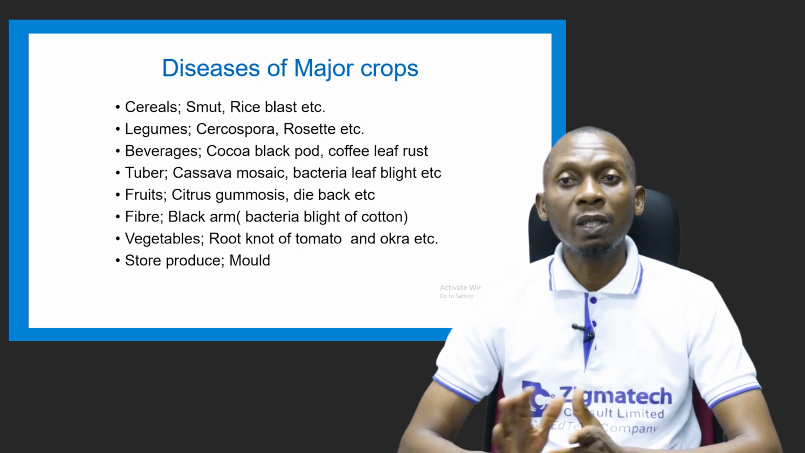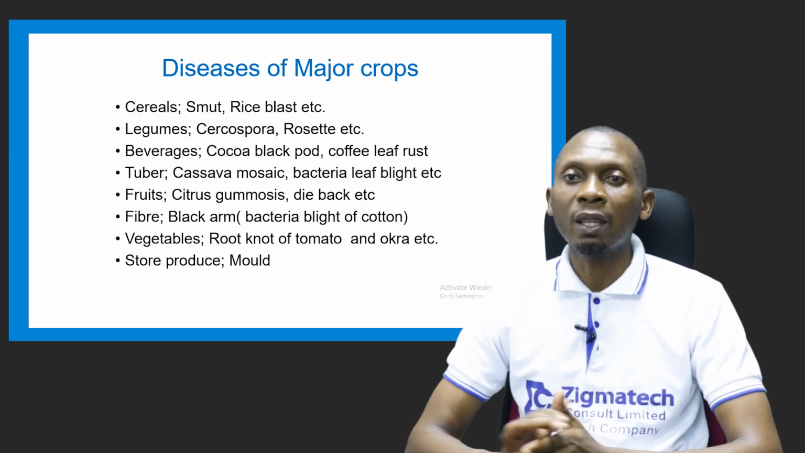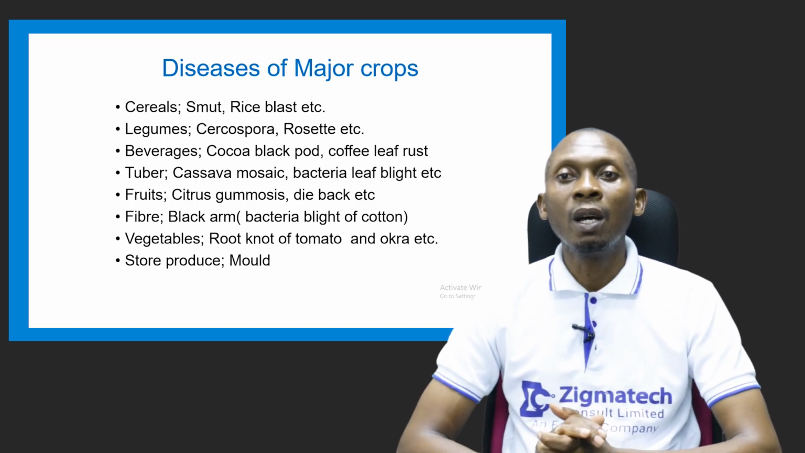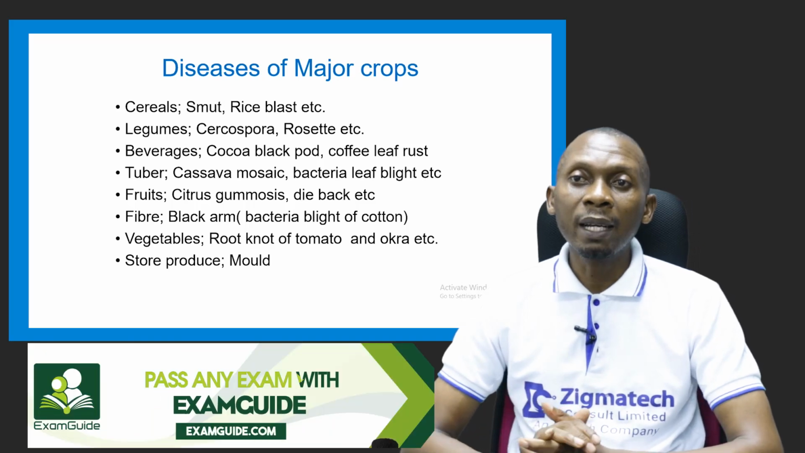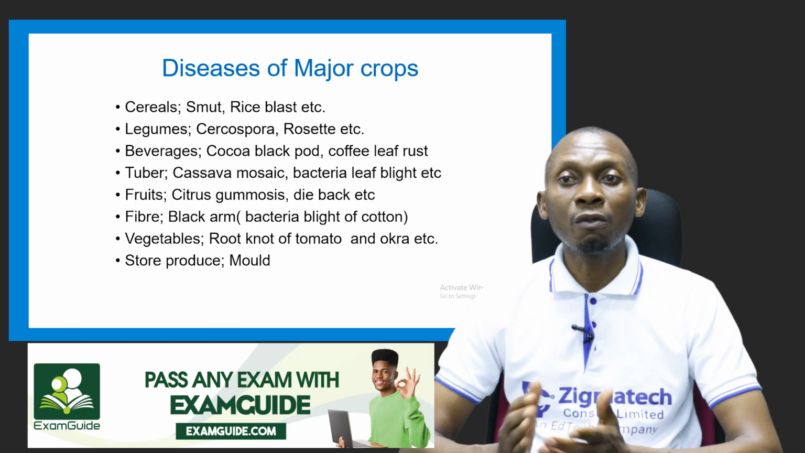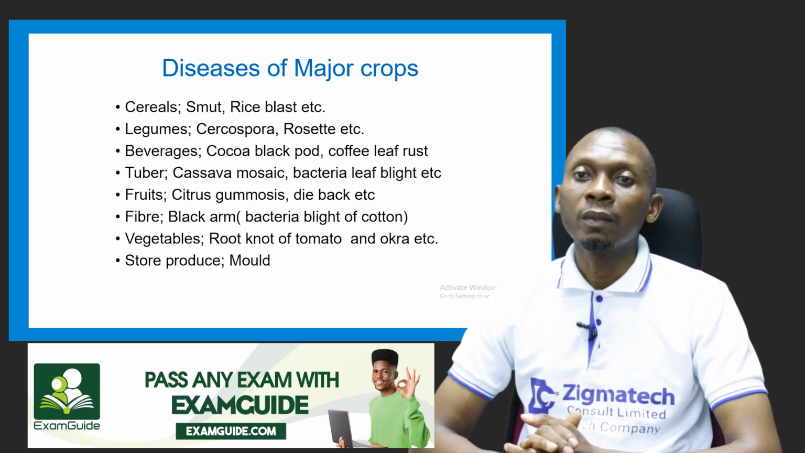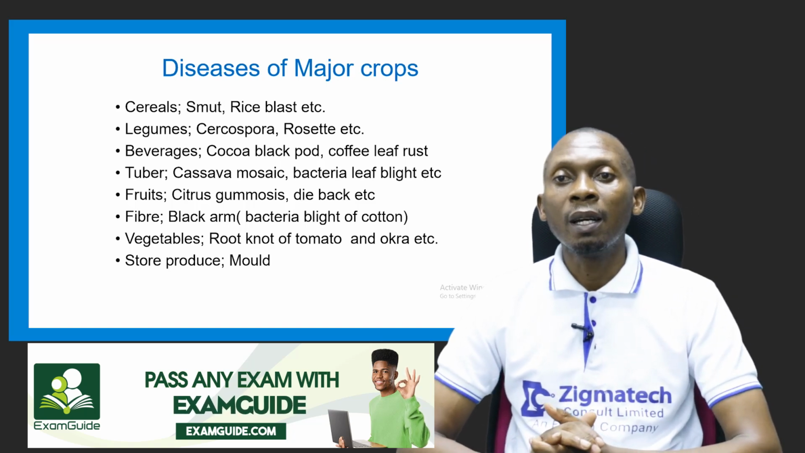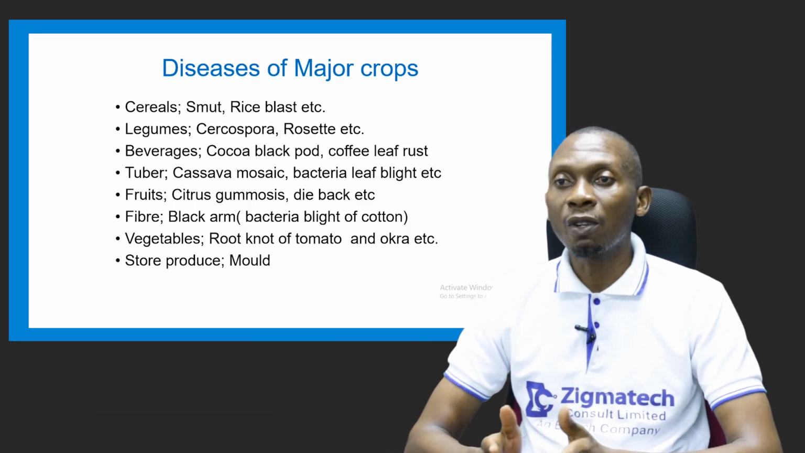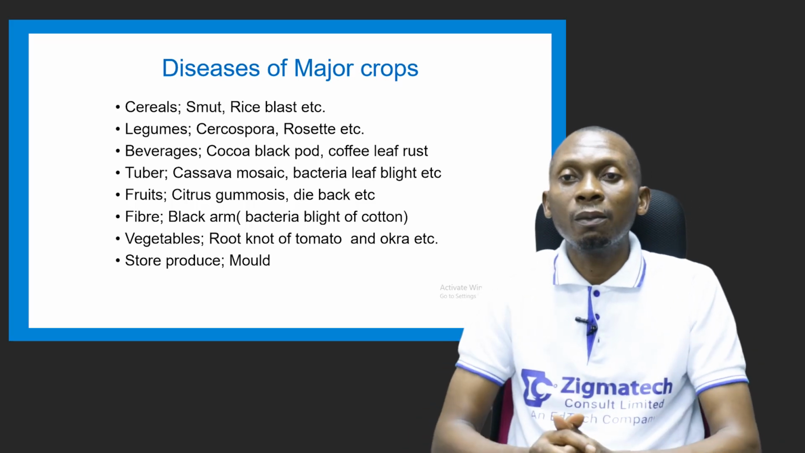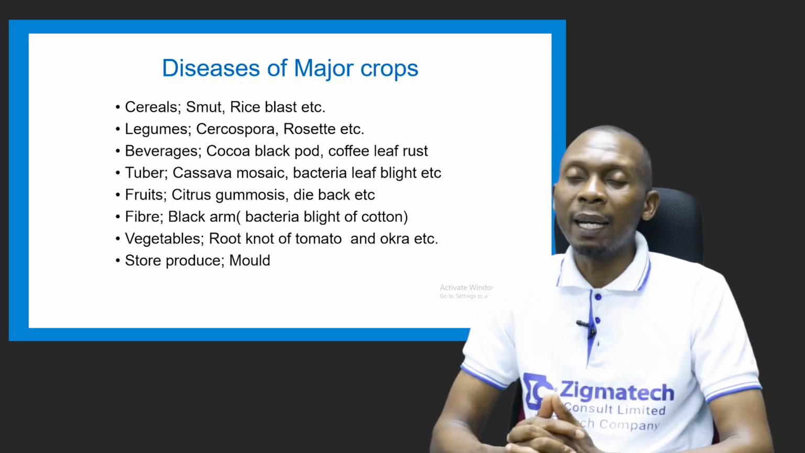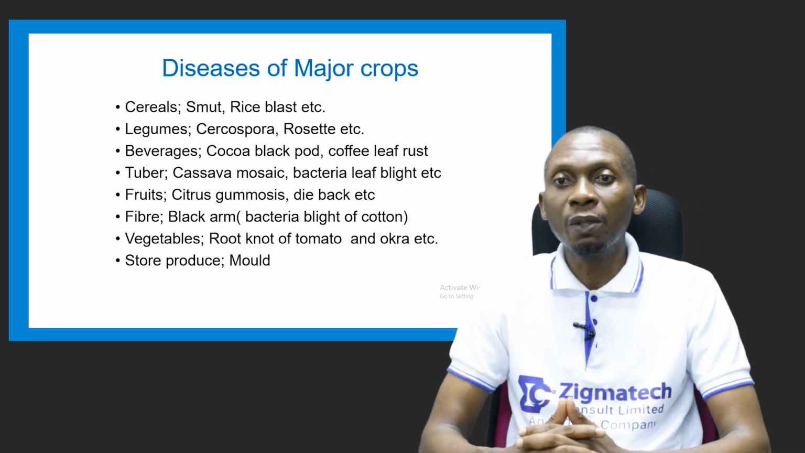We're going to discuss this in detail, but let's just have an outline of some diseases of major crops. Starting with cereals, we have smut and rice blast, to mention a few. For legumes, we have Cercospora leaf spot, and rosette, which affects groundnut. Then we have beverages, with diseases like cocoa black pod disease and coffee leaf rust disease. For tubers, we have cassava mosaic disease and bacterial leaf blight. There are still others, just to mention a few.